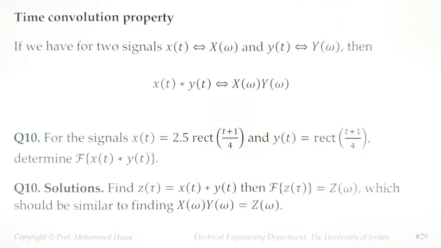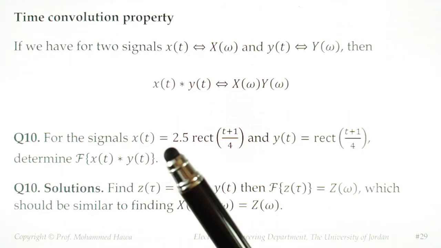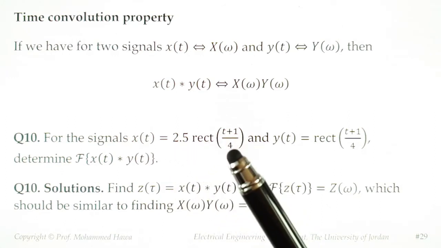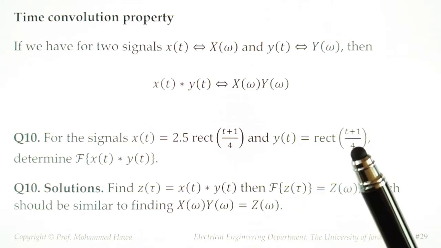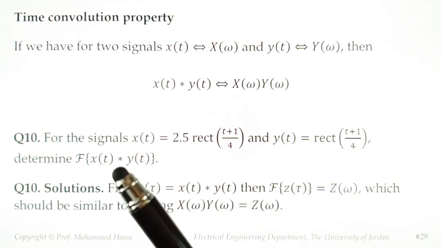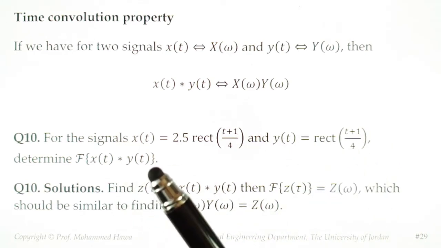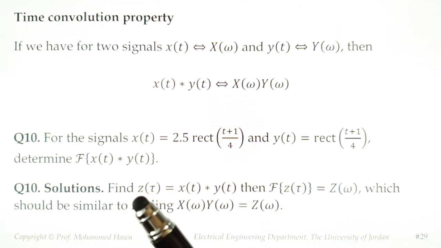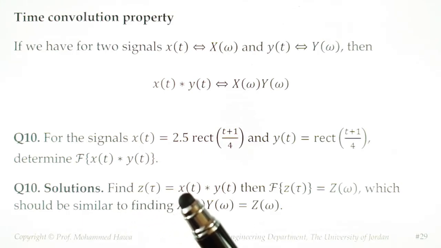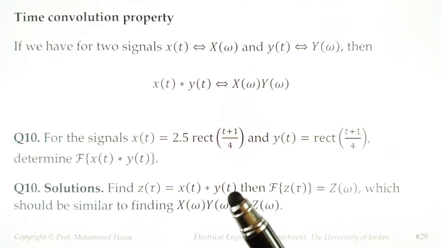Instead of giving you the proof for this very important result, let me give you an example. For the signals x of t equal 2.5 rect of (t plus 1) over 4 and y of t equal rect of (t plus 1) over 4, find the Fourier transform of x of t convolution y of t. I want to solve this example using two techniques. In the first technique, I want to find z of tau, which is the result of convolution between x of t and y of t.